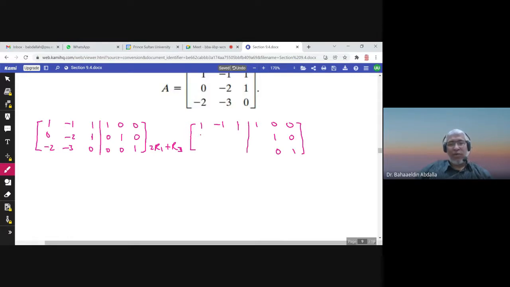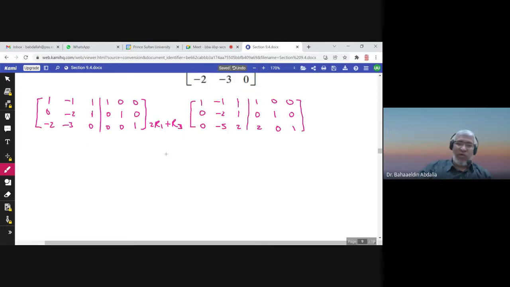Of course, the second row is not changing. We are not doing anything in it. Now, 2 times 1 is 2 plus negative 2 is 0. 2 times negative 2 is negative 4 plus negative 3 is negative 5. 2 times 1 is 2 plus 0. 2 times 1 is 2 plus 0. So now we have finished column 1. If you have any problem with row operations, please check back section 9.1.